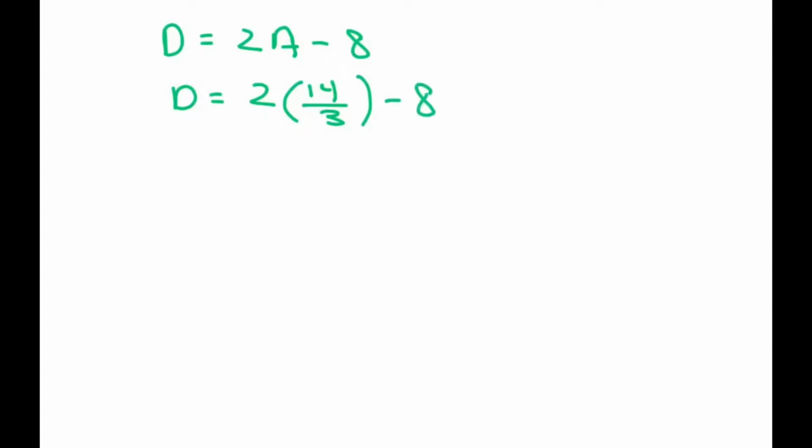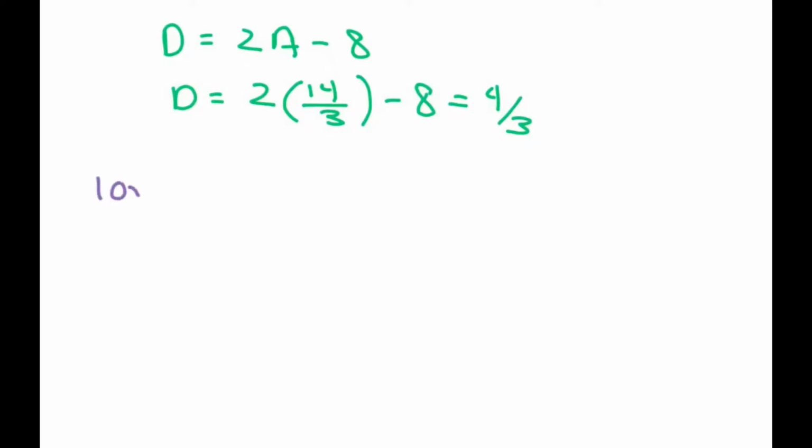And finally, we have d equals 2a minus 8. So d, we have our a now, which is 14 over 3, minus 8, which equals negative 10 over 3. So now that we have everything, we can write everything out.